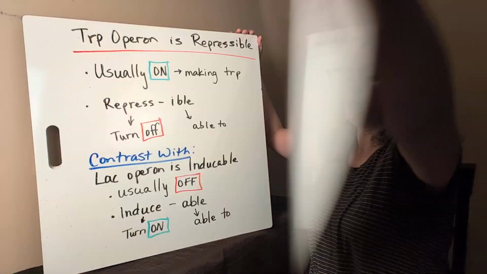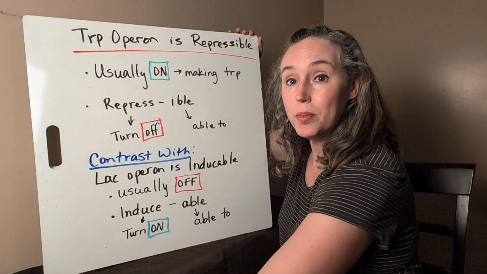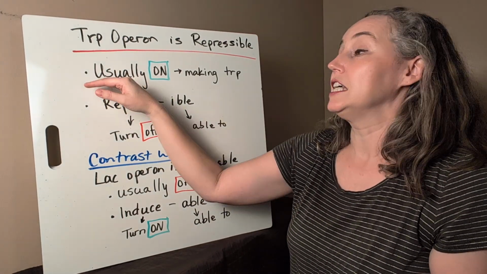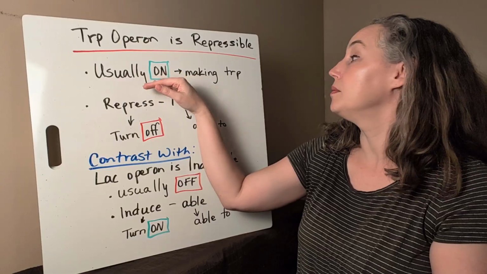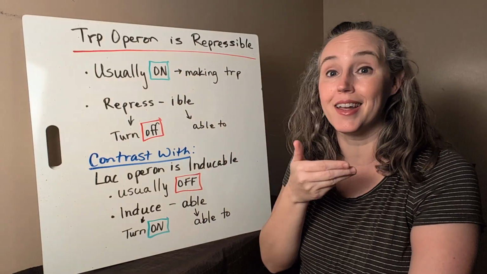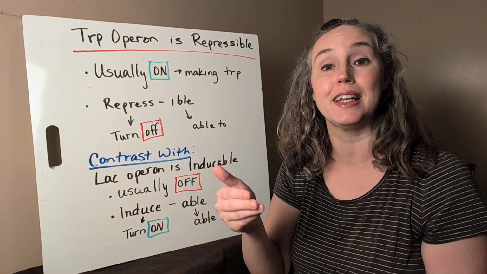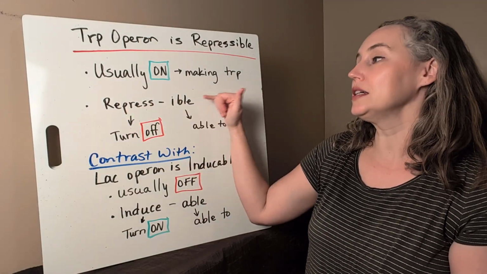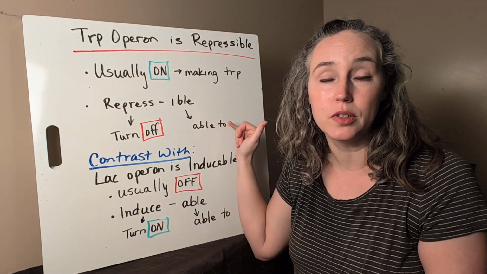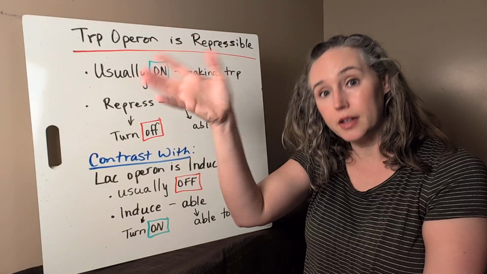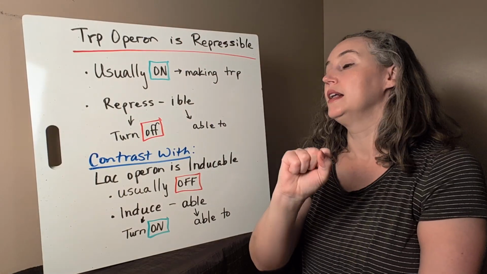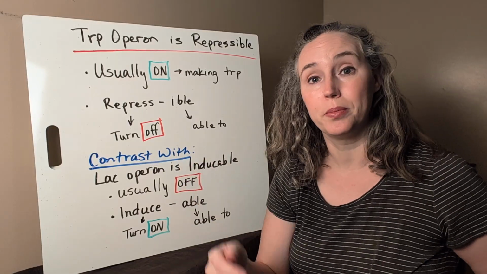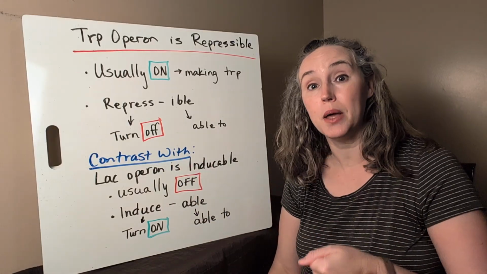So, Trp Operon is considered a repressible operon. It's usually on, making tryptophan, again, an essential amino acid needed for the production of all proteins. But it is repressible, meaning it's turn-offable. So it's usually always on, but it can be turned off. We're going to contrast that with the lac operon that is inducible, meaning it's usually off, but it can be turned on.